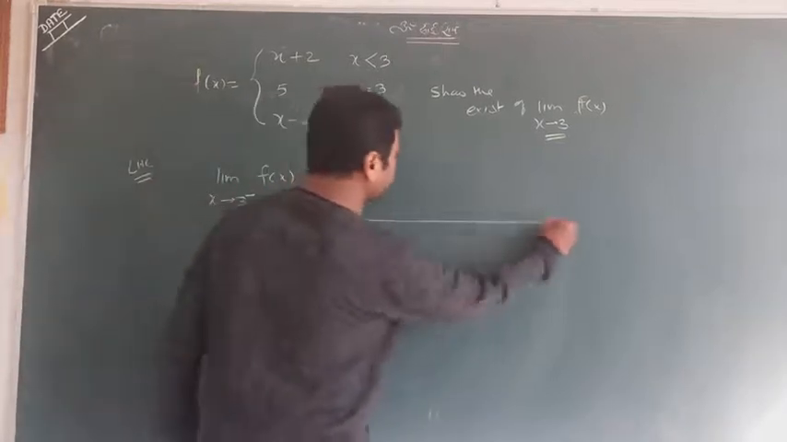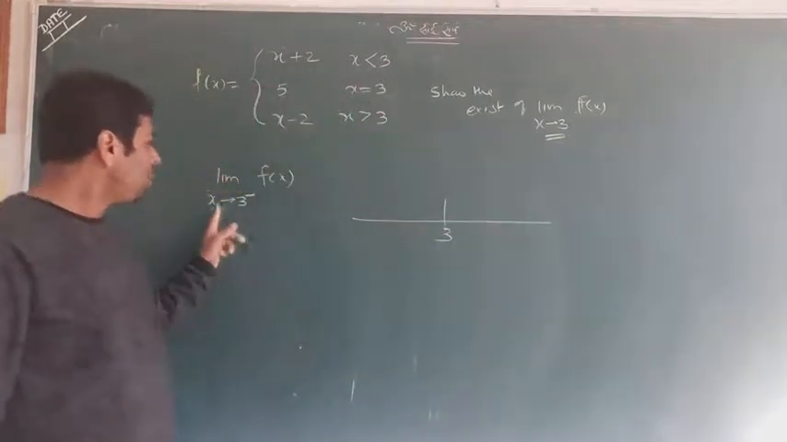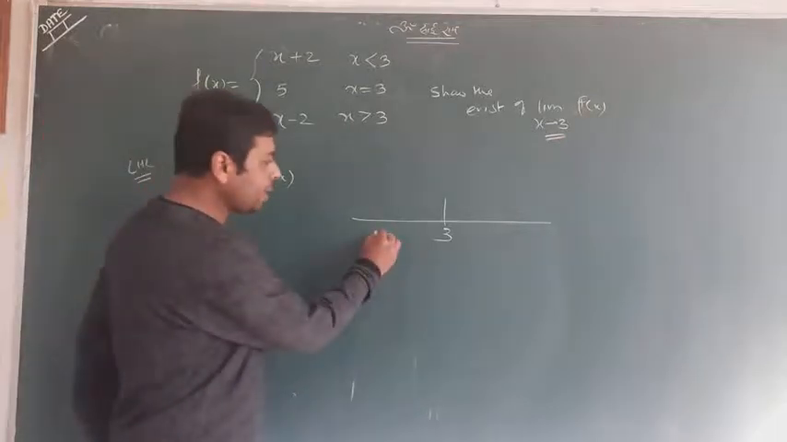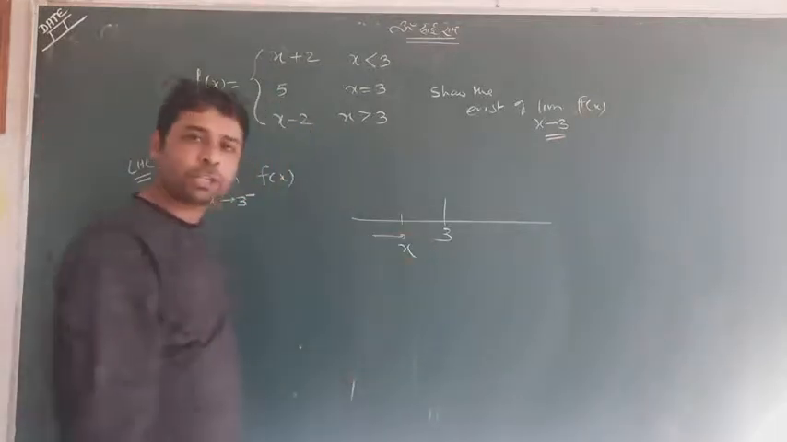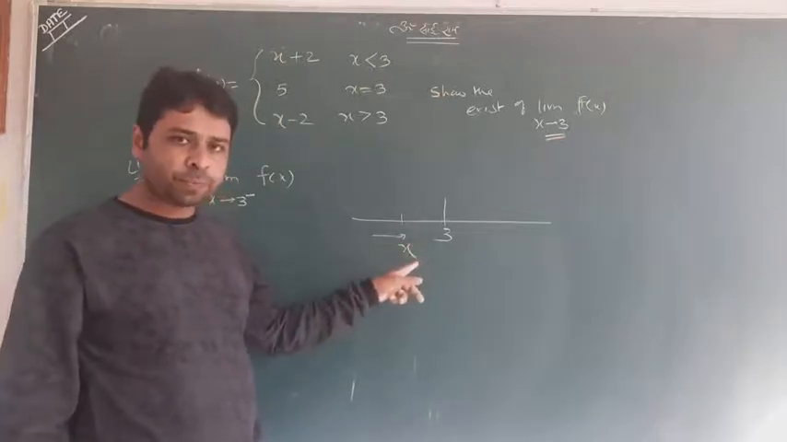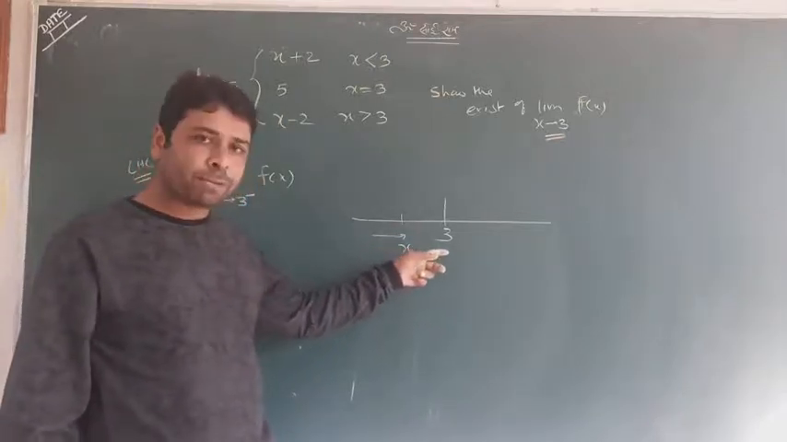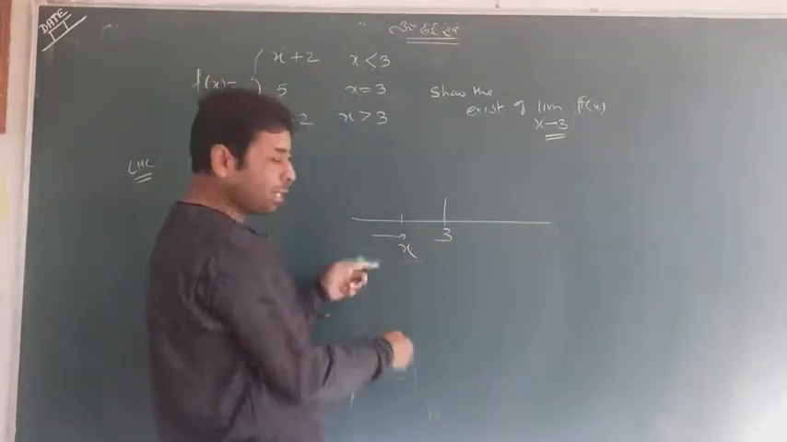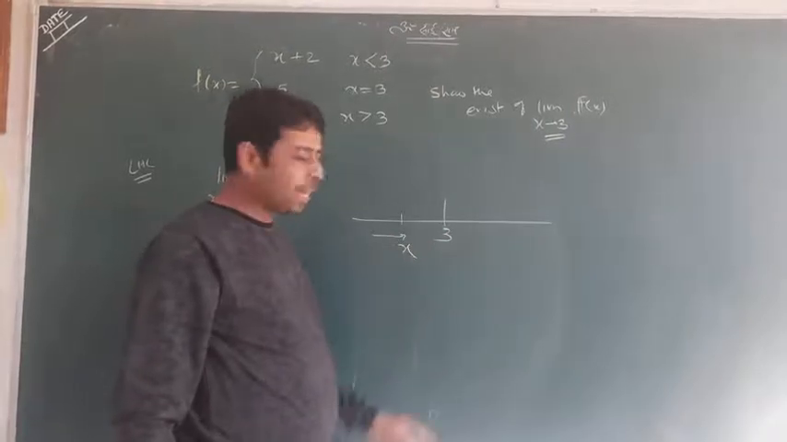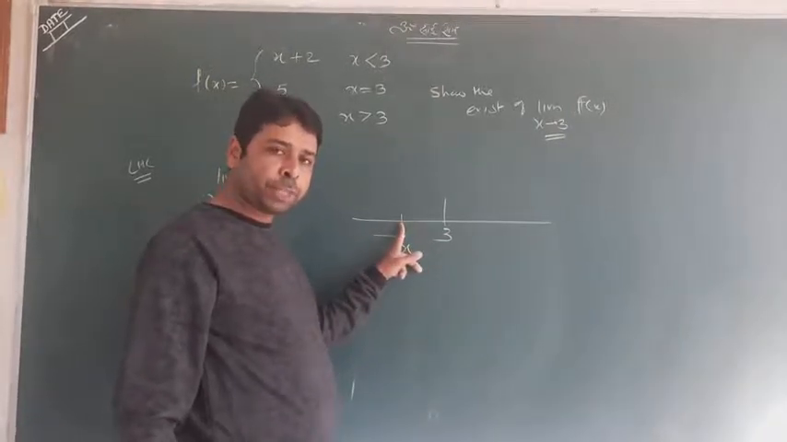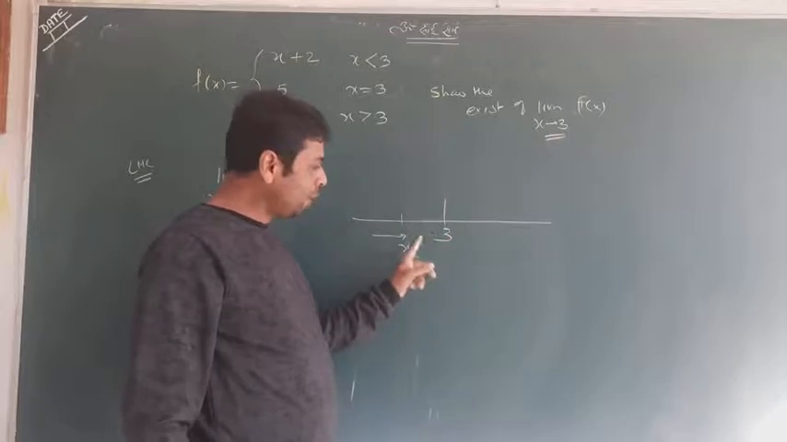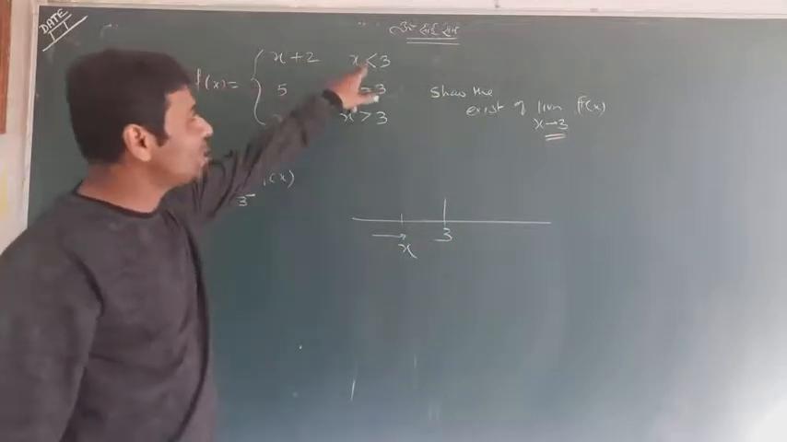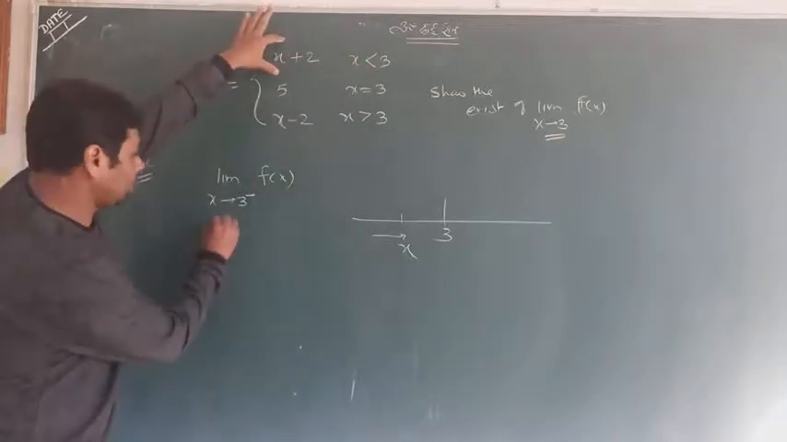So let me speak something about the picture. It means x is coming to 3 from the left direction. When you see the picture, when x comes to 3 from the left direction, can you see the number line? This time x will be less than 3 because x is coming from the left direction. And when x attains this position, can you see the picture? This time x will be less than 3 because it is the left side. So x less than 3 is this one, so I will choose this function.